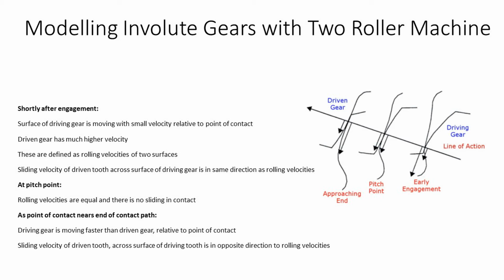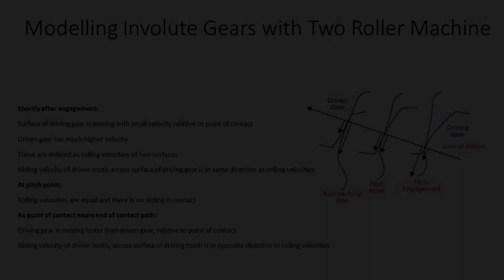As the point of contact nears the end of the contact path, the driving gear is moving faster than the driven gear relative to the point of contact. The sliding velocity of the driven tooth across the surface of the driving tooth is in the opposite direction to the rolling velocities, and this is conventionally described as positive.